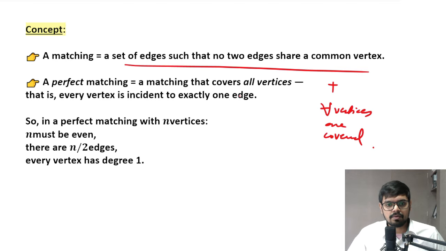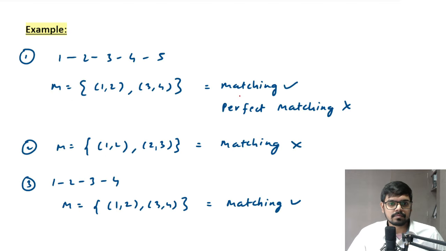Now let us see some examples. 1 2 3 4 5, this is my graph. Can I say the set M which is {1-2, 3-4}, where 1-2 is an edge and 3-4 is again an edge, so it is a set of edges. Can I say this is matching? Yes, because both edges are not sharing a common vertex. But can I say it is a perfect matching? No, since one of the vertices is missed. Therefore it is not a perfect matching.